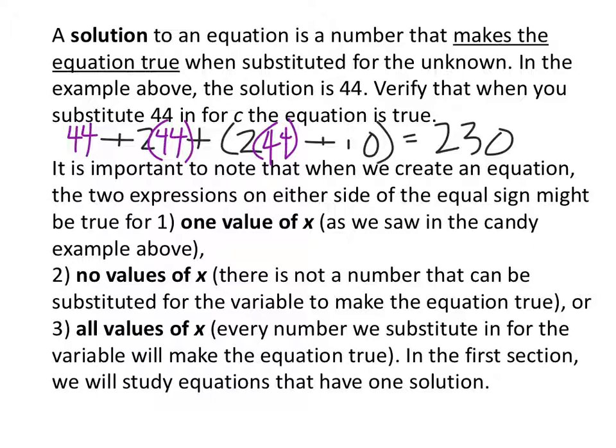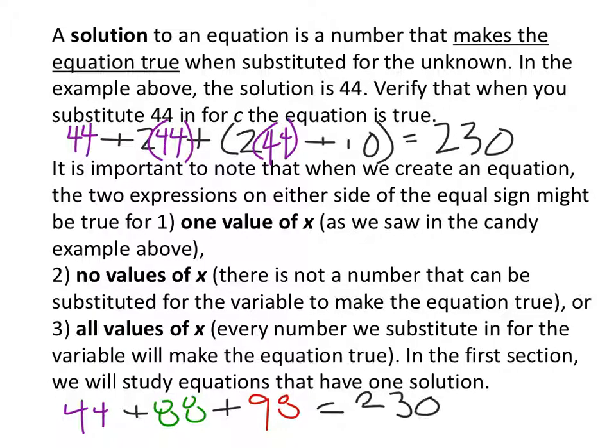Another way to do it is that we found that Nick had 44, Damien had 88, and then old Bo came in with 98 pieces, right? I could just check by adding these together, and how many should I get? 230. Yeah, 230, right? Just to check it off. So both ways would work, and either way you want to do it is good.